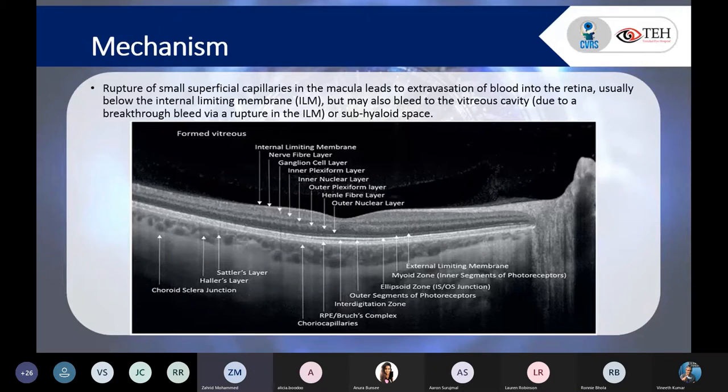But it could also present with hemorrhages into the vitreous cavity because of breakthrough through the ILM layer or the subhyaloid space. So the image below here, we can appreciate where the ILM is. The superficial vessels will pass just above here. And then the choroid is on the other side of the retina, which is below in this region.